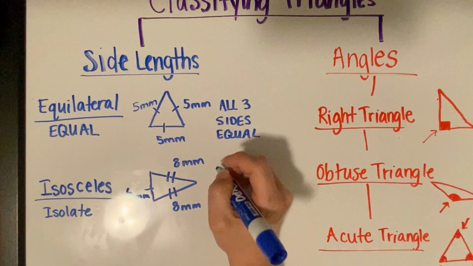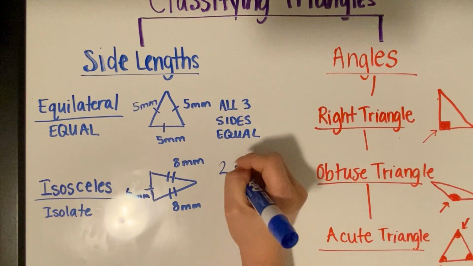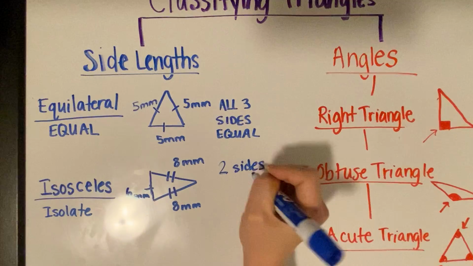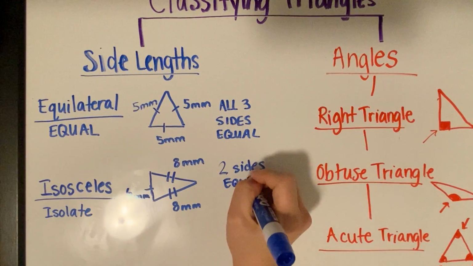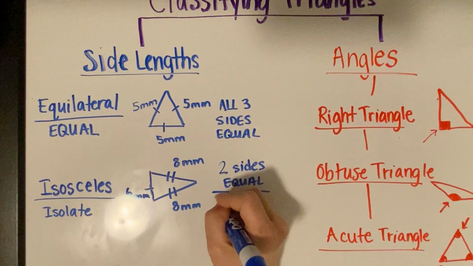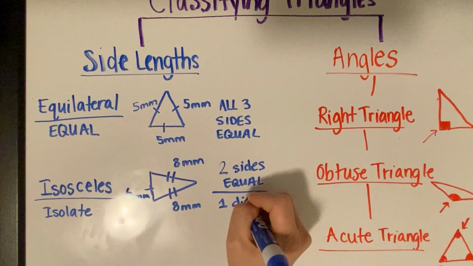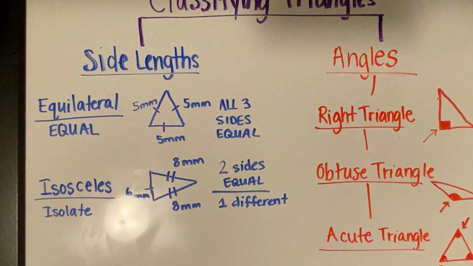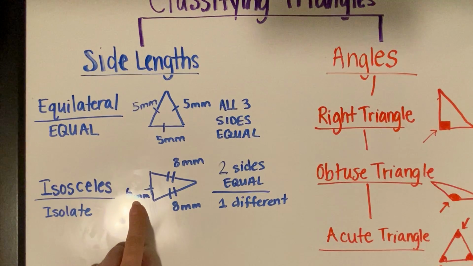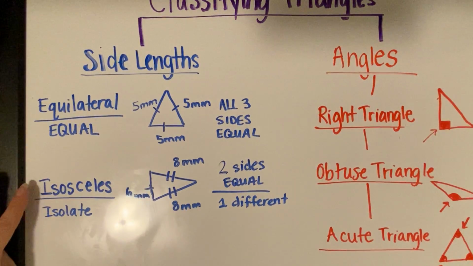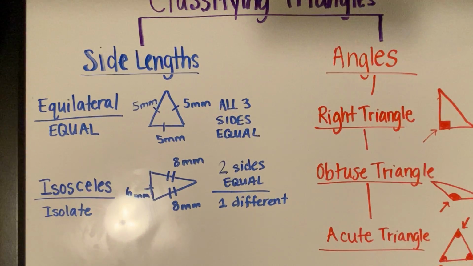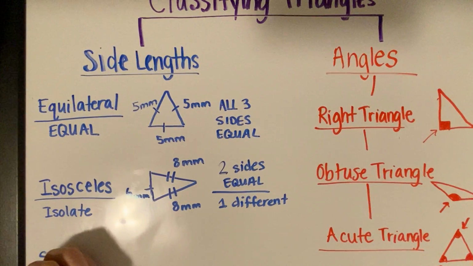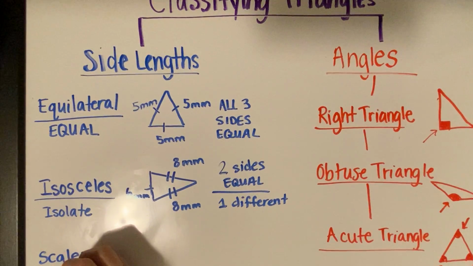So in an isosceles triangle, two sides are equal. One is different. So I like to think about the word isolate and being alone. This lonely angle, or this lonely side right here, doesn't have anybody to play with, so it's an isosceles triangle. The next kind of triangle is a scalene triangle.